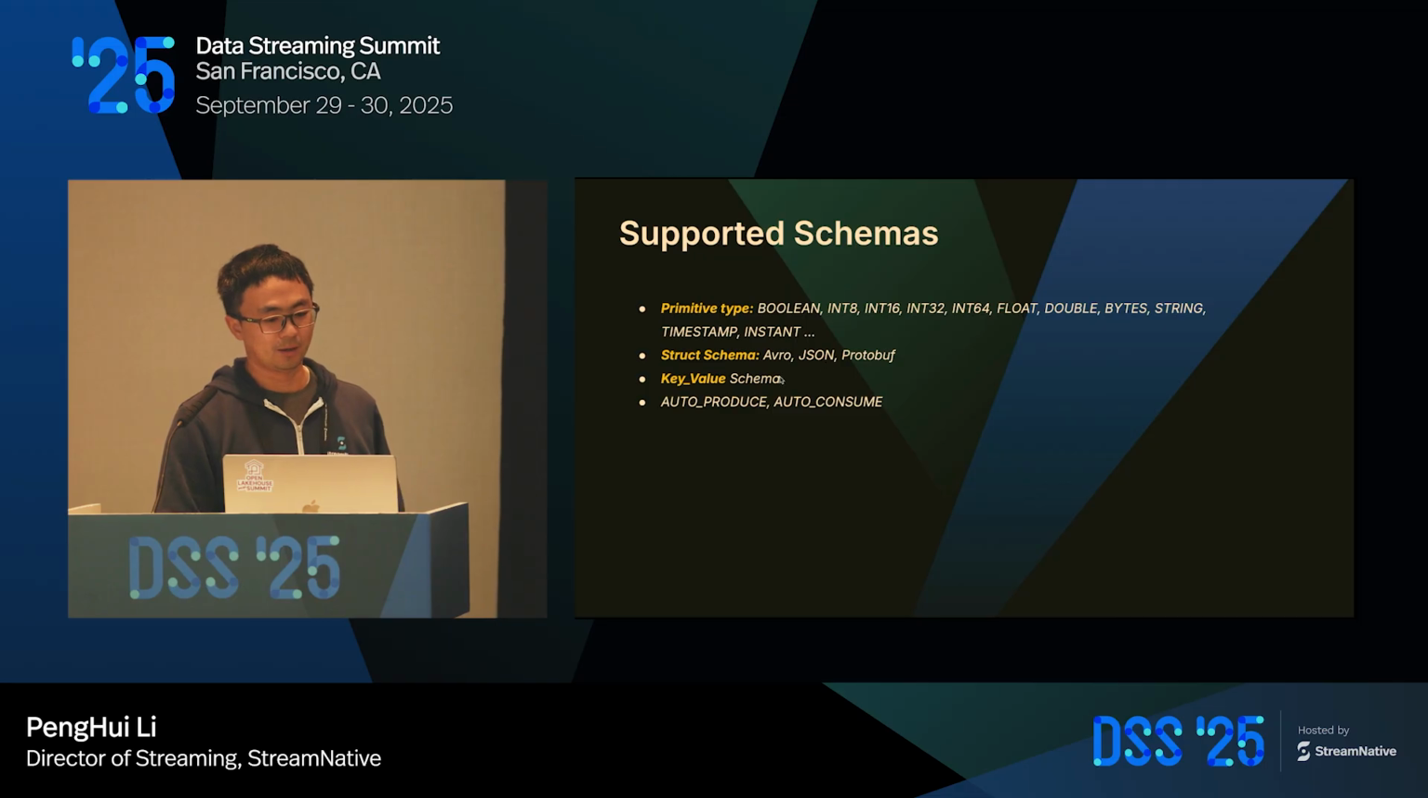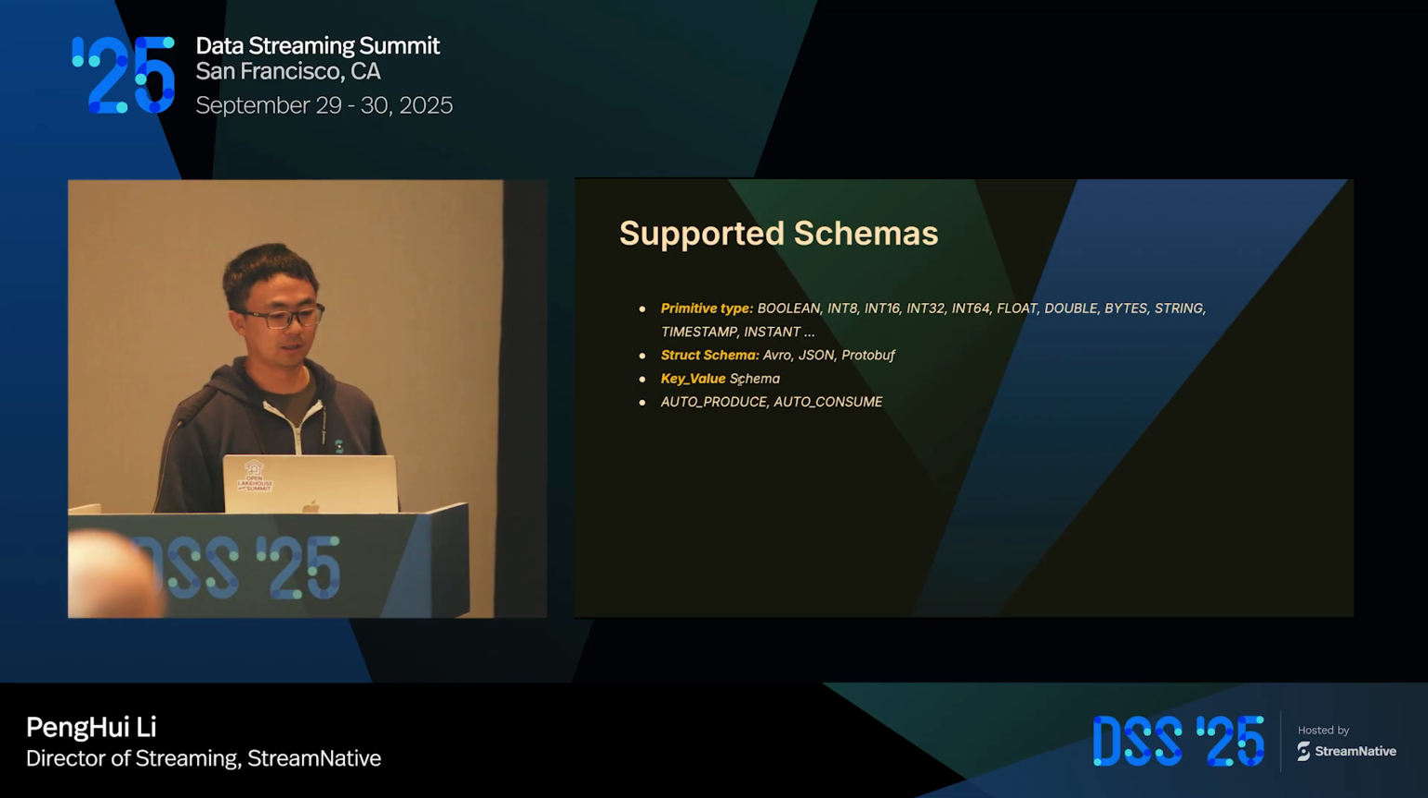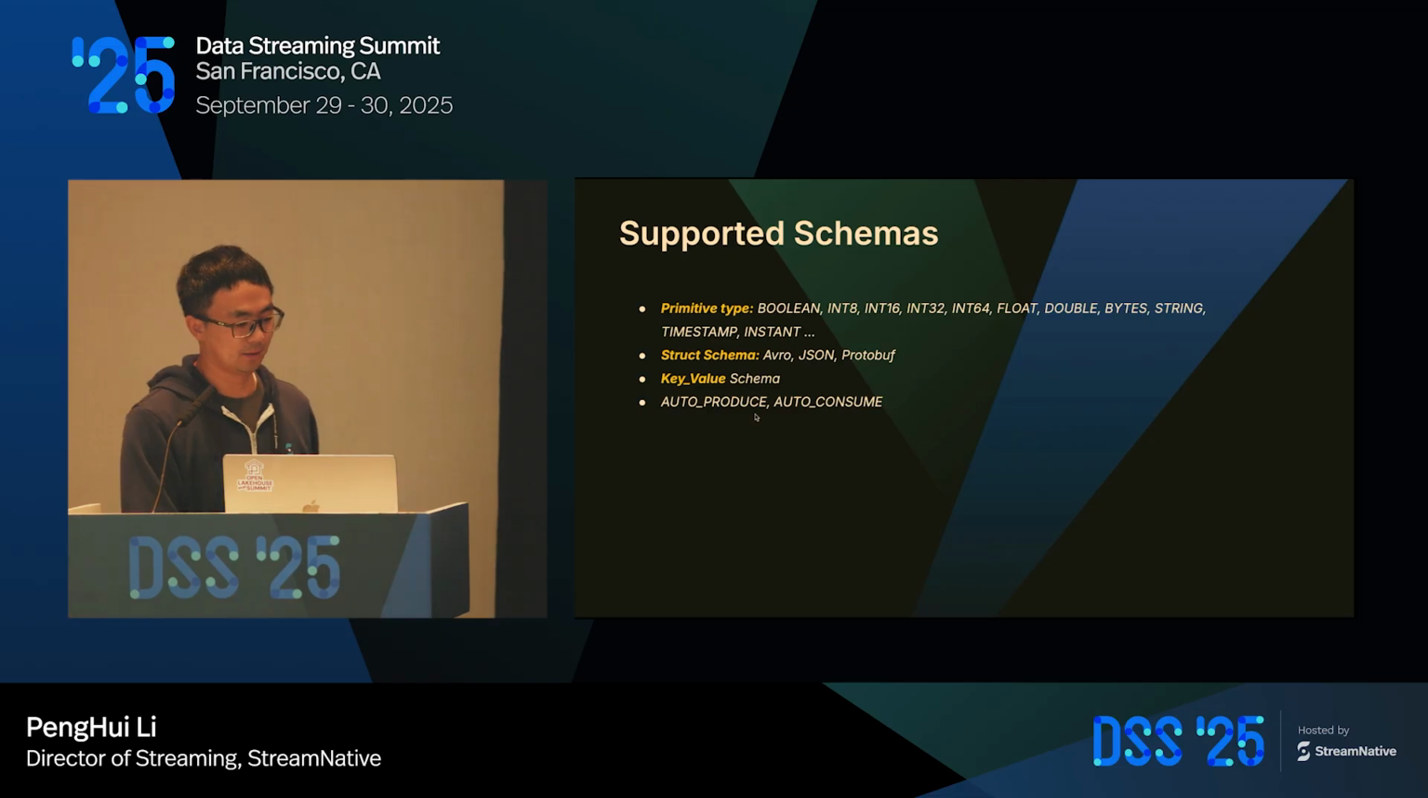Another schema type is key value schema. In Pulsar, you can have different schemas for both key and value. By default, the key is just a string, but actually you can change that. You can define your key schema and value schema.